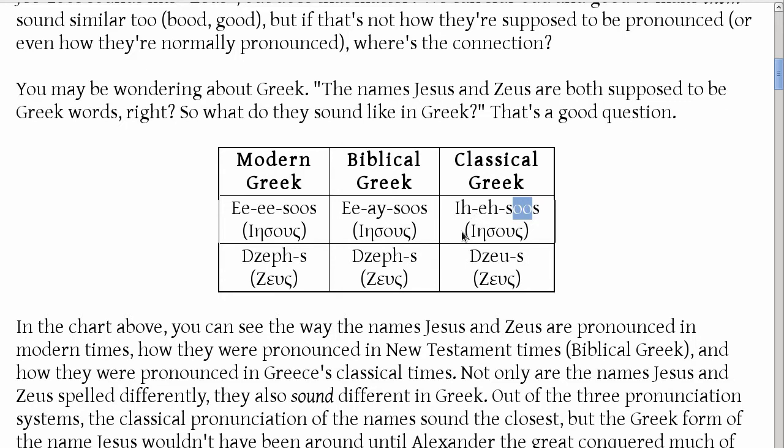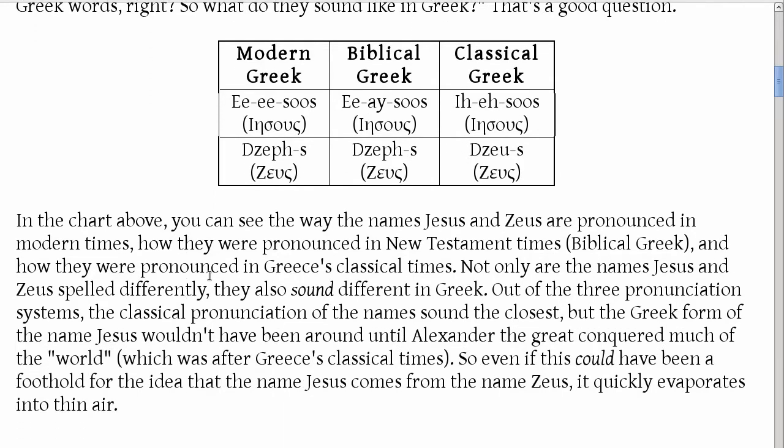Zeus would have been pronounced differently, and it's kind of hard for me to pronounce. It's Zeus, or something like that. The epsilon makes an e sound, and then the upsilon makes a u sound, I believe, and you're supposed to glide them together. It's eu, Zeus, something like that. So you can see the pronunciations of Jesus and Zeus for biblical Greek, modern Greek, and classical Greek.